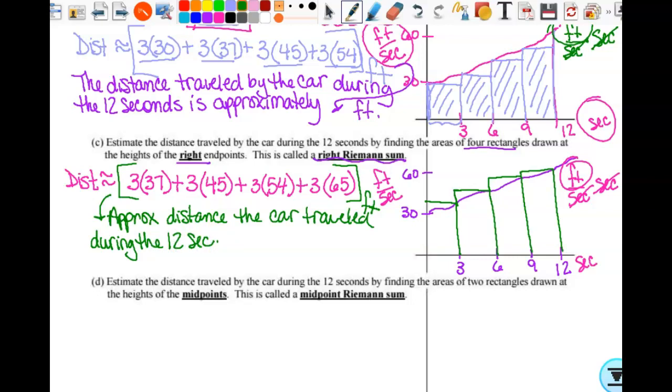And you have to be careful. Also, maybe the question could say, how far is the car from the house? And it started 30 feet from the house. Then you'd have to add 30 to that at the end, right? So make sure you're reading the questions and that you're answering the right things.